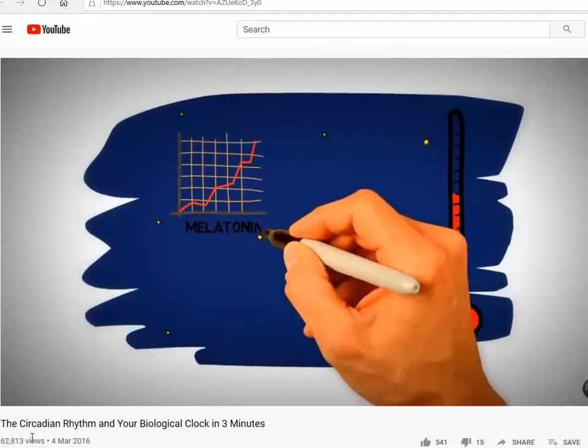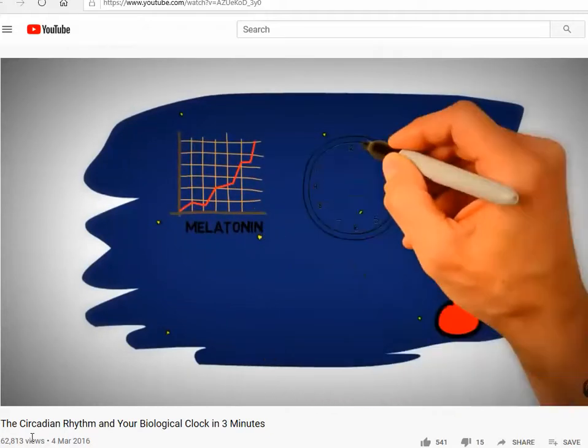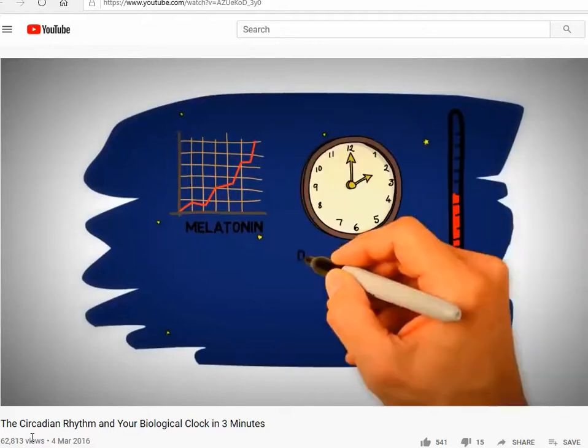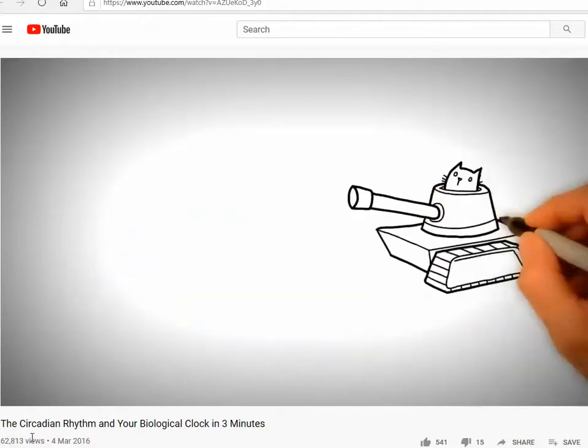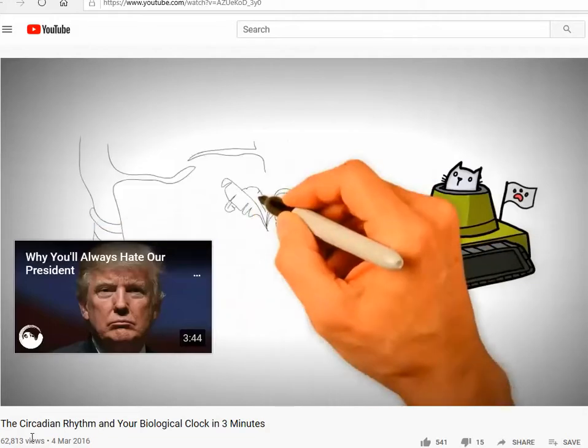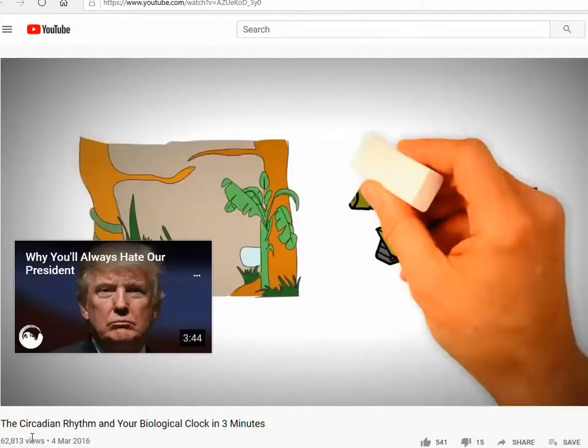We hit our deepest stage of sleep around 2 o'clock in the morning. Using this information is key to living a productive and happy life. After all, it's part of our nature, and the fight against nature is not easily won.